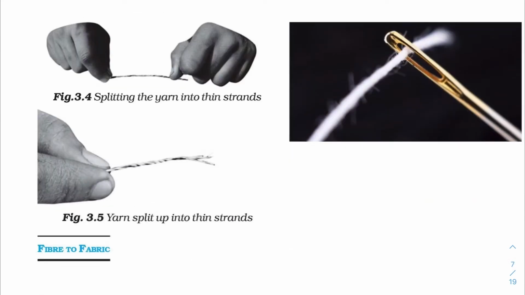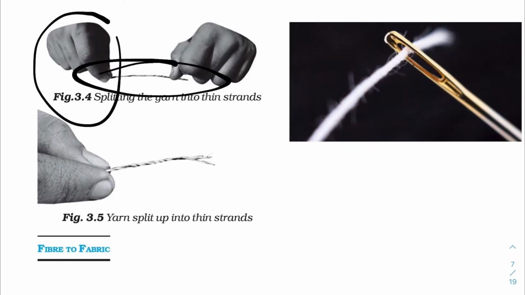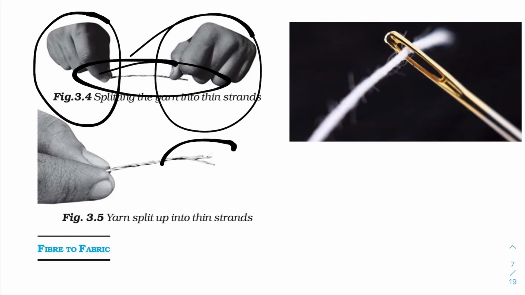Activity 3 asks you to take that yarn from the piece of cotton and place it on the table. Press one end of the yarn with your thumb and scratch the other end of the yarn along its length with your nail. Yarn at this end splits up into thin strands. This is similar to when you try to thread a needle.